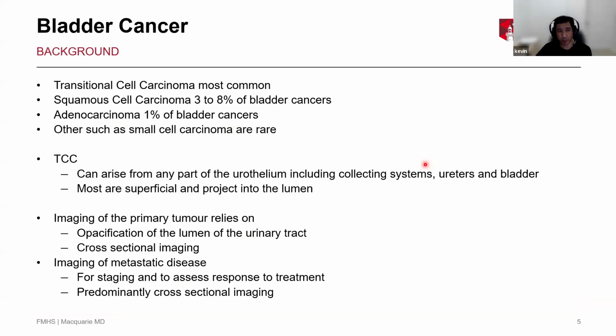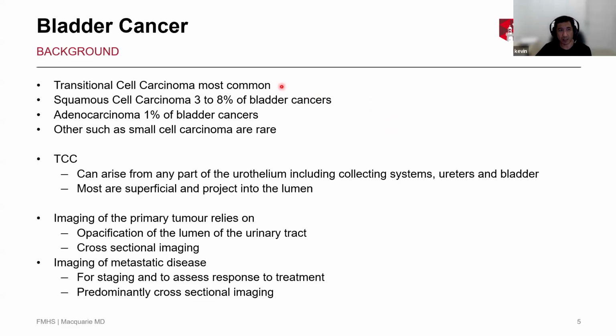So just a really brief background, and this is my understanding. Of bladder cancers, transitional cell carcinoma is the most common, and that's important. Squamous cell carcinoma is only about 3 to 8% of bladder cancers. Adenocarcinoma is 1%, and other tumors are quite rare.